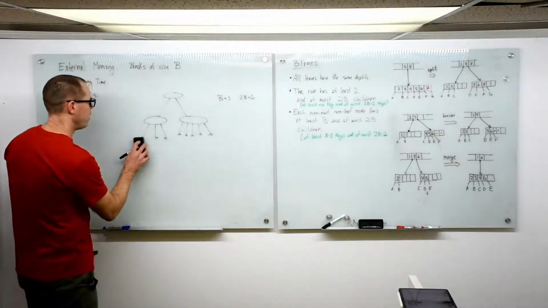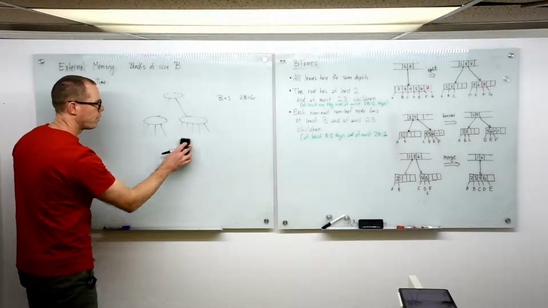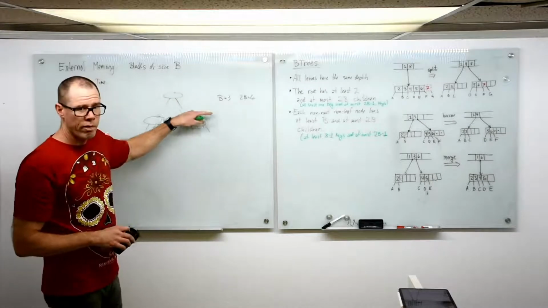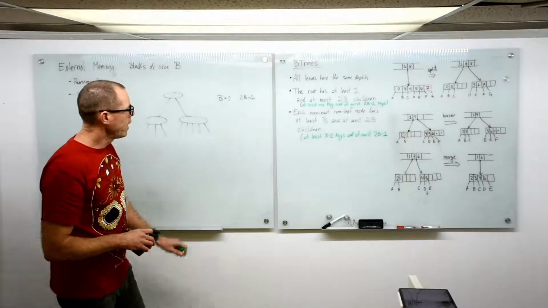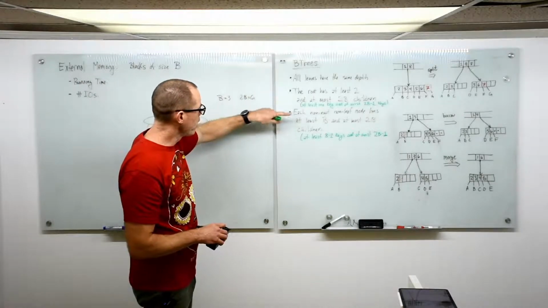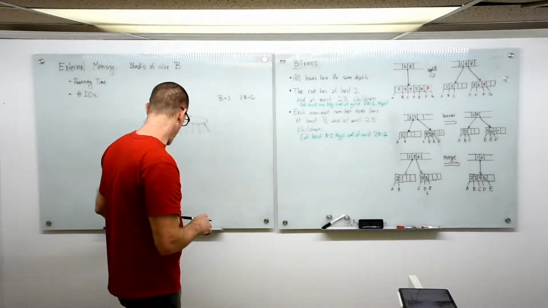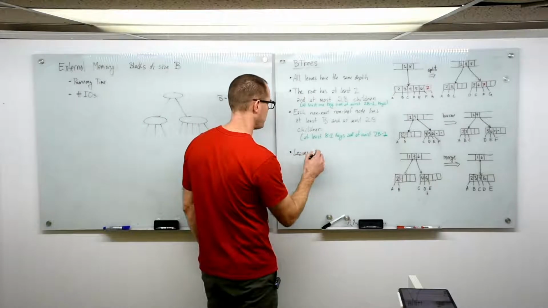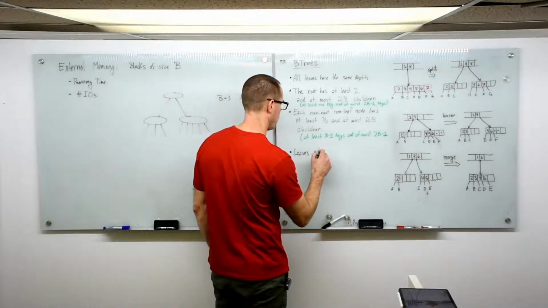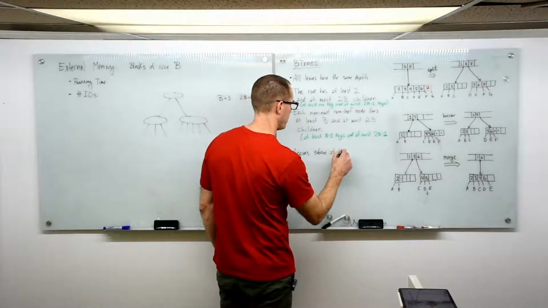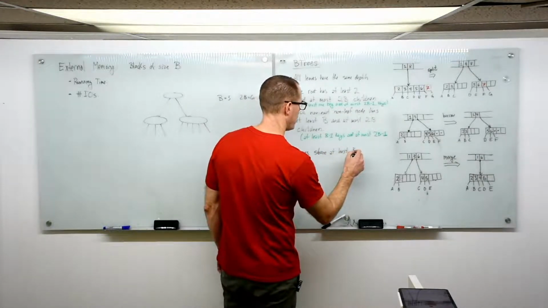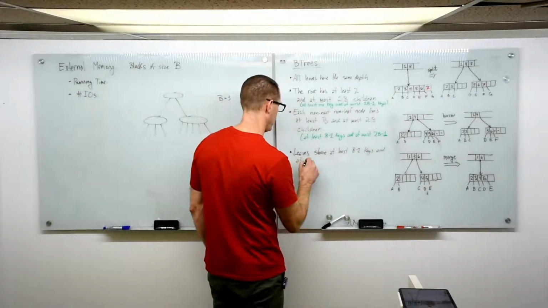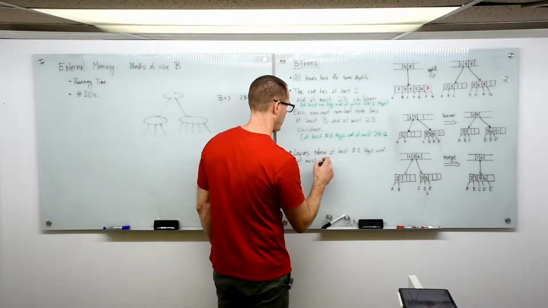And even at the leaves, so the problem with drawing these on the board is that even for small values of b, like 3, this thing gets out of hand super quickly. So this is the number of keys there, and at the leaves, they have no children, of course, because they're leaves. Leaves store at least b minus 1 keys, and at most 2b minus 1.